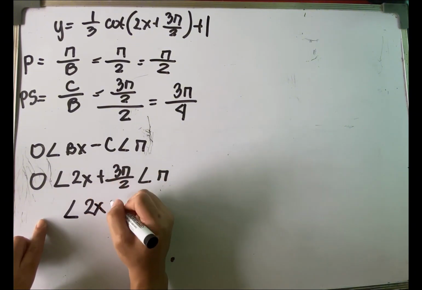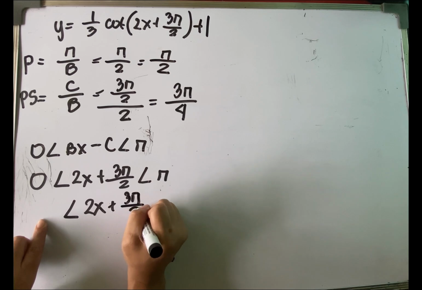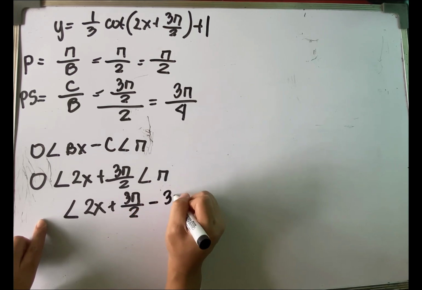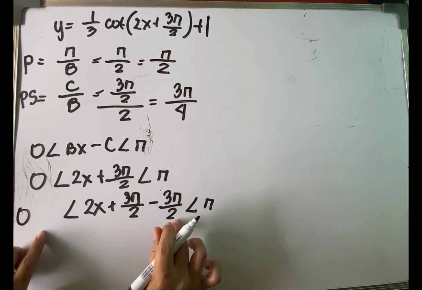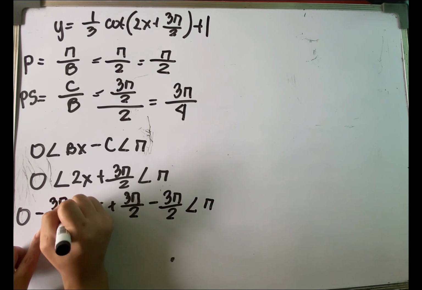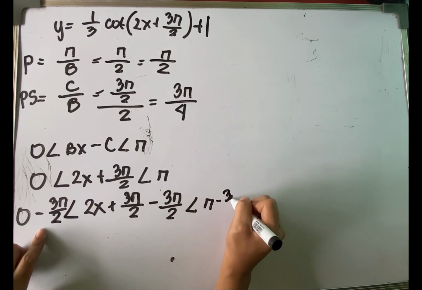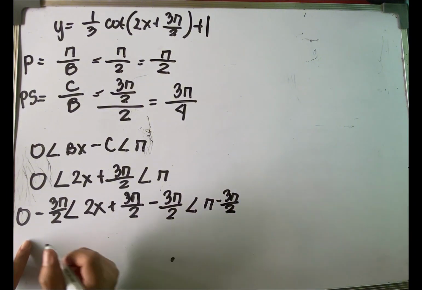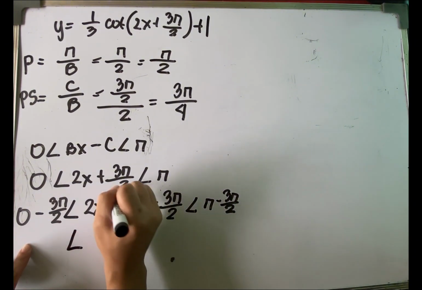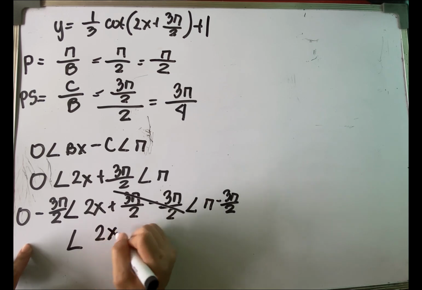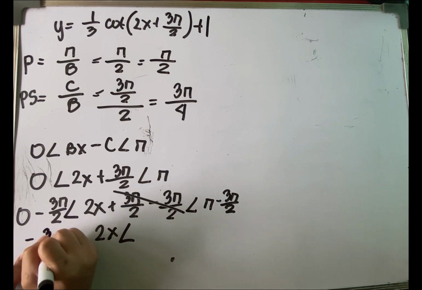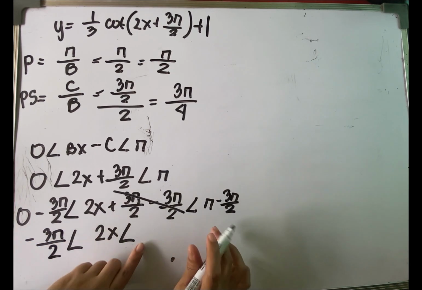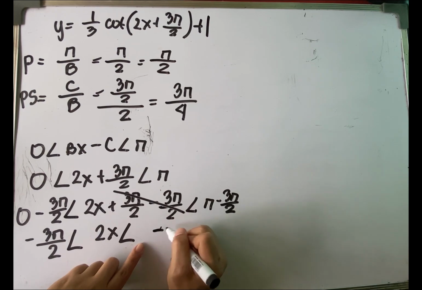By doing so, we have to add 3 pi halves but in different sign. But also, doing this, we have to add it to both sides as well, what we add in the inner. So now we can cancel this out and it would remain 2x. So 0 minus 3 pi halves is equal to negative 3 pi halves. So pi minus 3 pi halves is equal to negative pi halves.